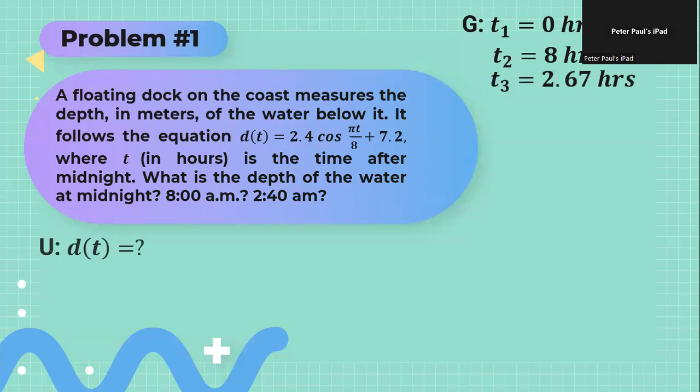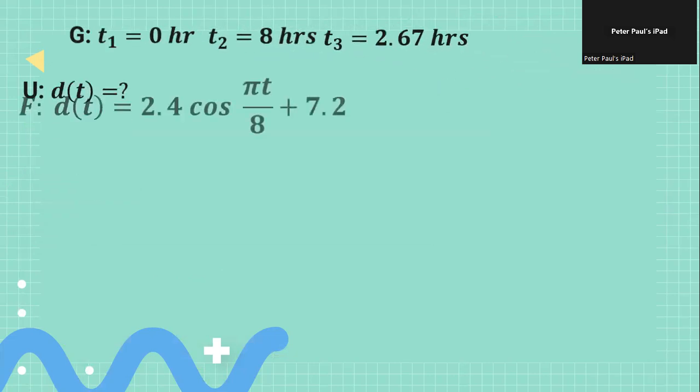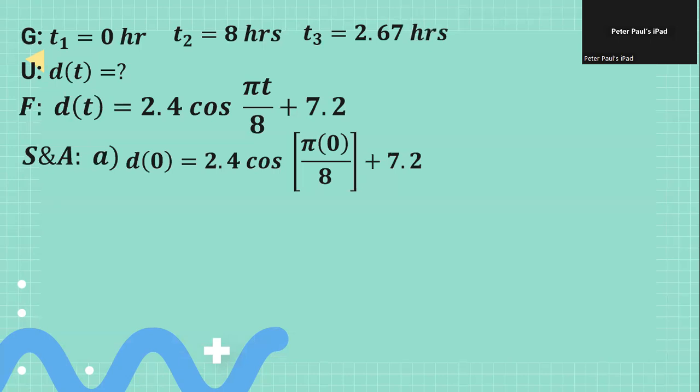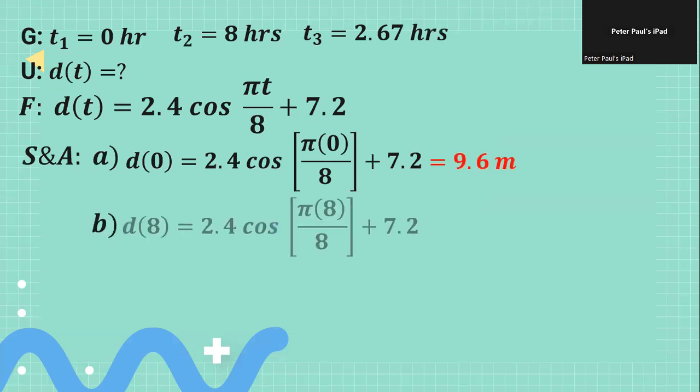Again, you must be in radian mode, using the GUPSA technique. D of t is unknown. D of t is equal to our formula, 2.4 cosine pi t over 8 plus 7.2. There, the S of A is solution and answer. Just substitute the value when it is midnight. So there's D of 0. The answer will be 9.6 meters.